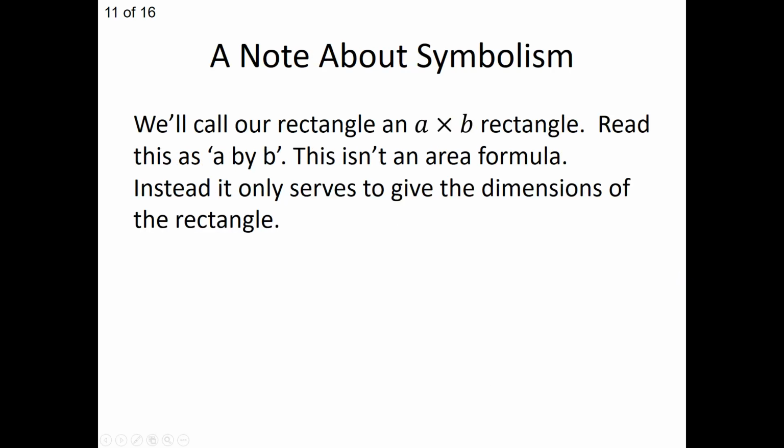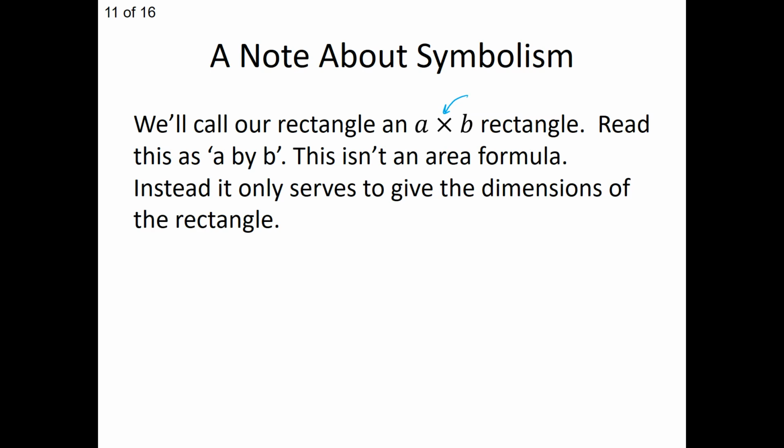Before we look into actually deriving the area formula of a rectangle, I do want to make a quick note about the symbolism you're about to see. We're going to be calling the dimensions of a rectangle A by B. So I'm going to give you an A by B rectangle. And whenever you see this notation of this X between the two values A and B, we don't read that as A times B, but in our case, we'll be reading that as A by B, just like the dimensions of the given figure.